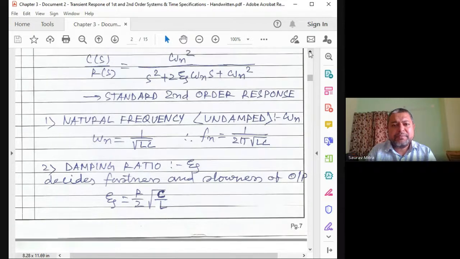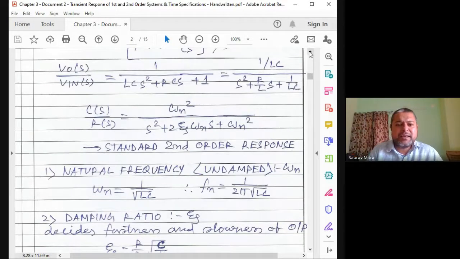So how to find zeta? This kind of numerical will be asked in the exam, where I will give you a transfer function in this form, and ask you to find the value of omega n and the value of zeta. Whatever the constant is here, suppose the constant is 4. In that case, omega n square is equal to 4, so omega n is equal to root of 4, that is 2 radian per second. So this kind of transfer function, or RLC values, will be given to you, and depending on that you are first supposed to find omega n and zeta, and then comment on zeta.